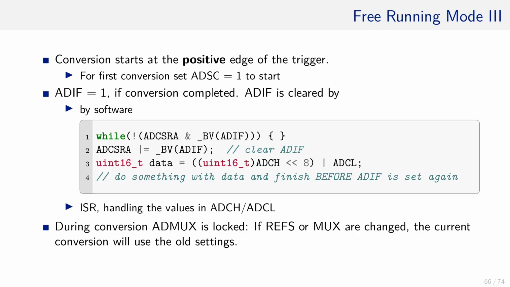In software, it will look like this. In this example, the ADIF bit is polled. As soon as ADIF goes up, it triggers the next conversion. We have to reset and clear manually the ADIF bit since only edges trigger the conversion. If ADIF is not reset by software, as in this example, or by an ISR, the conversion stops since ADIF remains high.